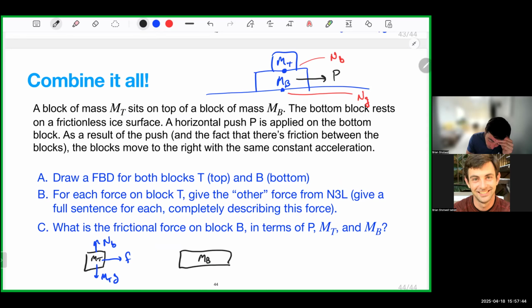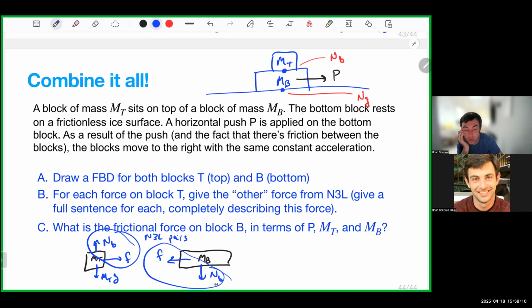Now, if we draw the bottom block, two of the forces on the top block were from the bottom block. And that means that from Newton's third law, there has to be an equal and opposite force on MB from MT. So these two forces have their Newton's third law pair on the other object. There are two pairs: NB, the normal force, and lowercase f, the frictional force.